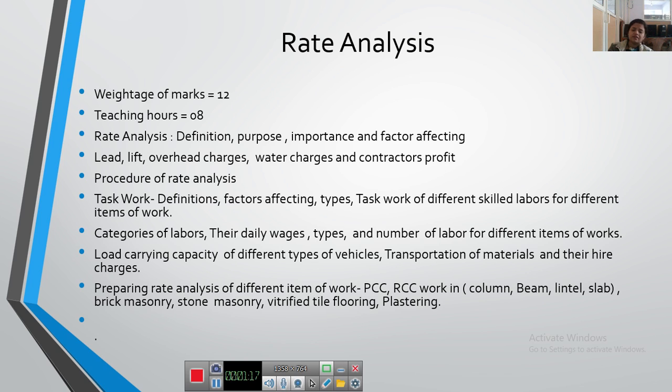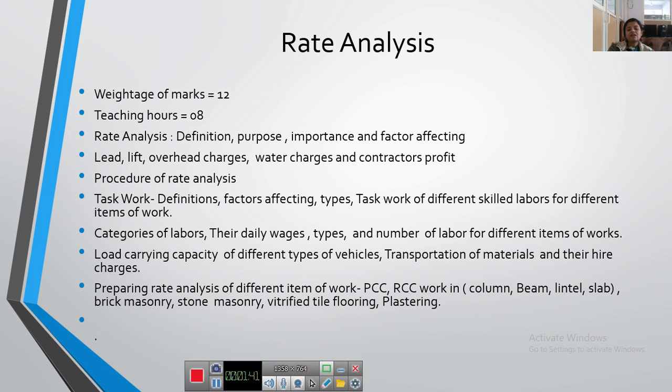Categories of labor and their daily wages. What are the categories of labor used on a construction site? What are their wages as per basis, daily or weekly? That we are going to learn. Then types of labors, and the number of labors for different items of work, means for the particular construction work or component, how many labors will be required. That we are going to see in rate analysis.